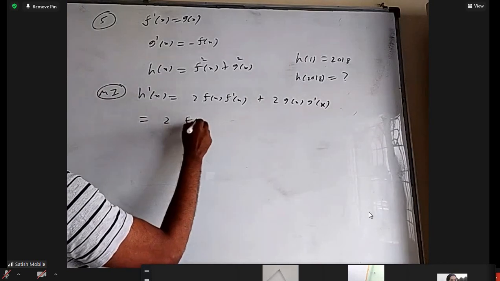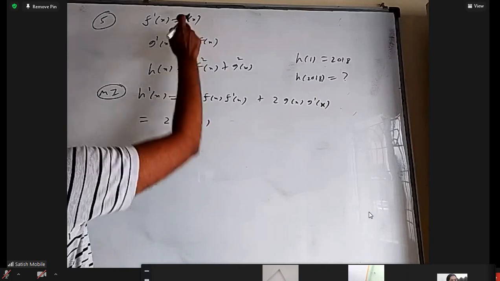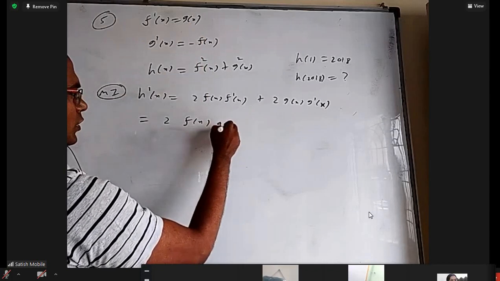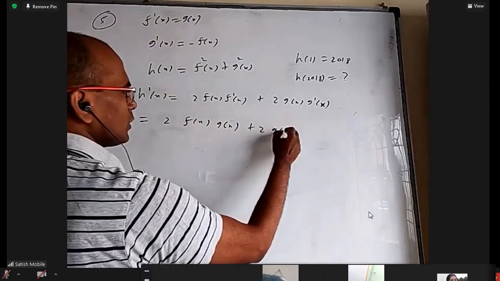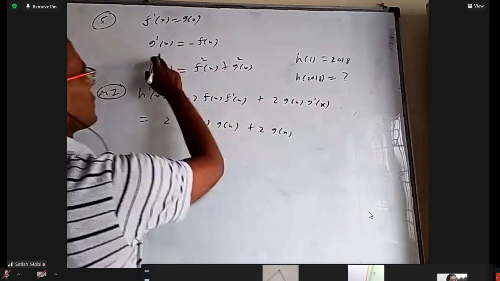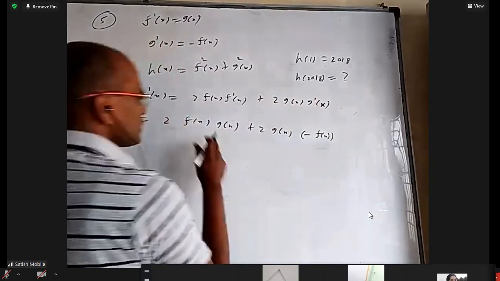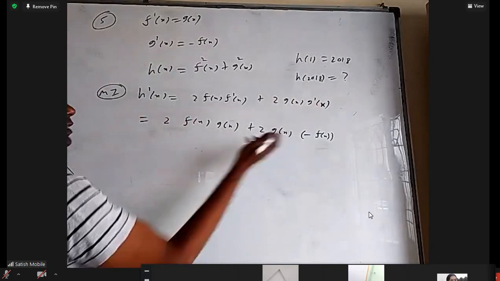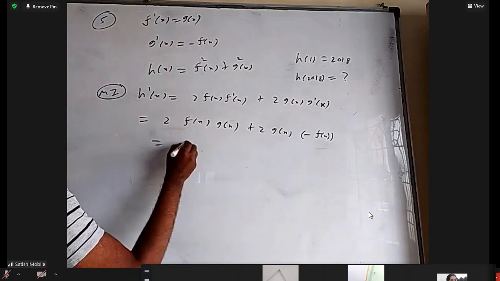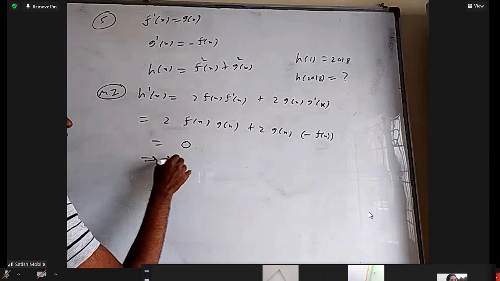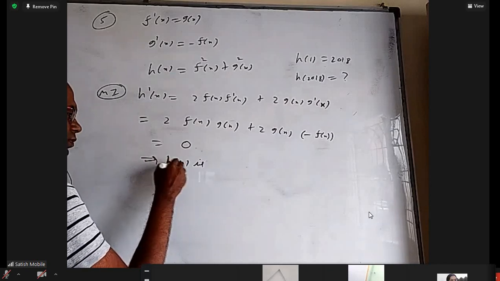Now 2 f(x), in the place of f'(x), I can write g(x). And what is g'(x)? Minus f(x). You can see both are the same. The positive here and minus here, they got cancelled. So 0. h'(x) = 0 implies h(x) is a constant function.